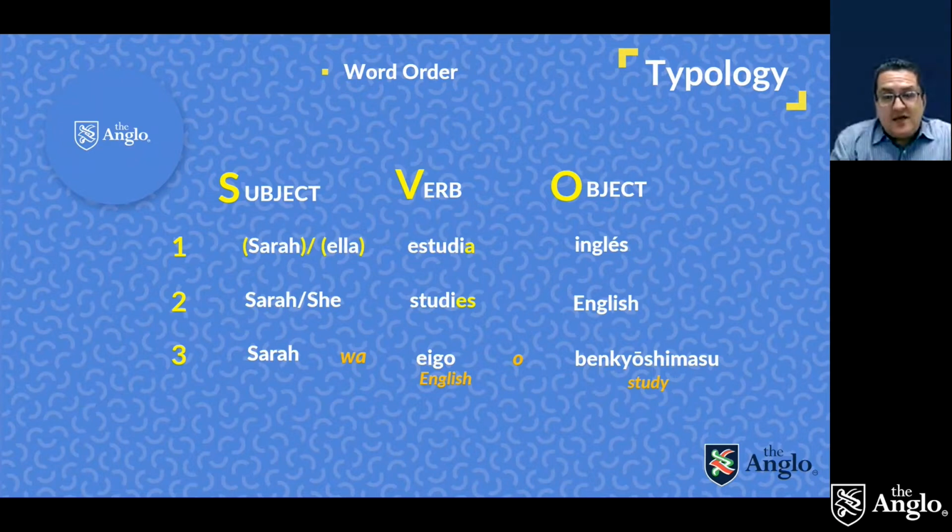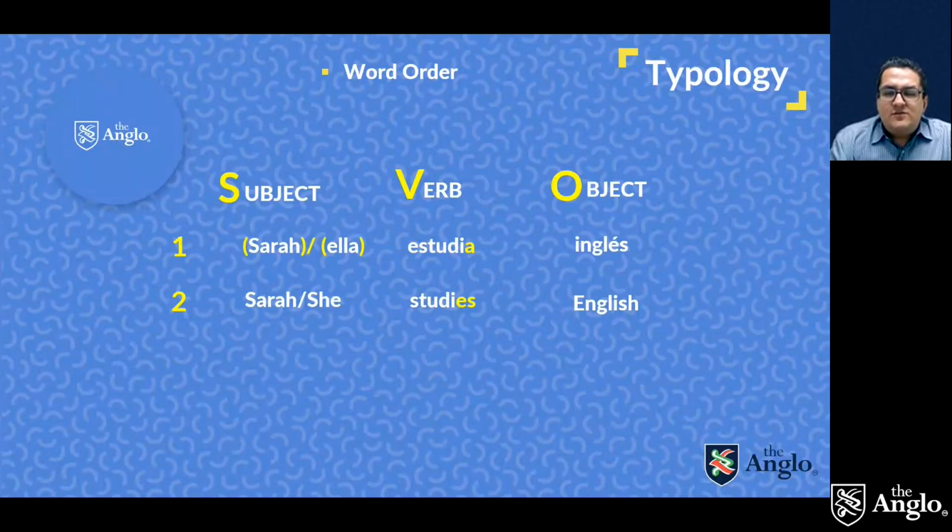It means study. So the little letters that you see there, the little wa and o that you see there in orange, are little particles to introduce these parts of speech. So eigo is English and benkyoshimasu is study. So it's safe to say that in Japanese, a different word order is followed. In Japanese, we have subject, object, verb, which should be very interesting. At least you now know that in English, just as in Spanish, we follow the subject, verb, object, although in English it's a little bit more rigid than it is in Spanish.